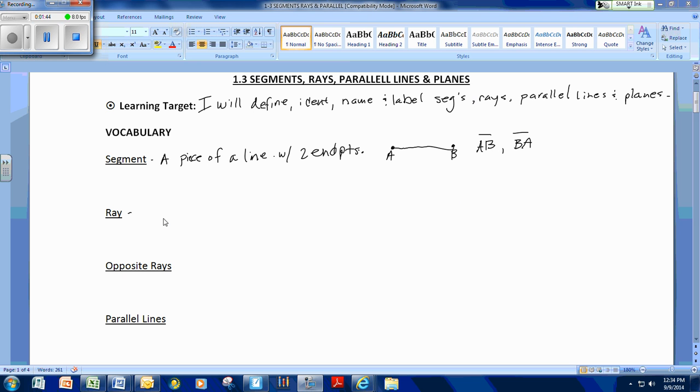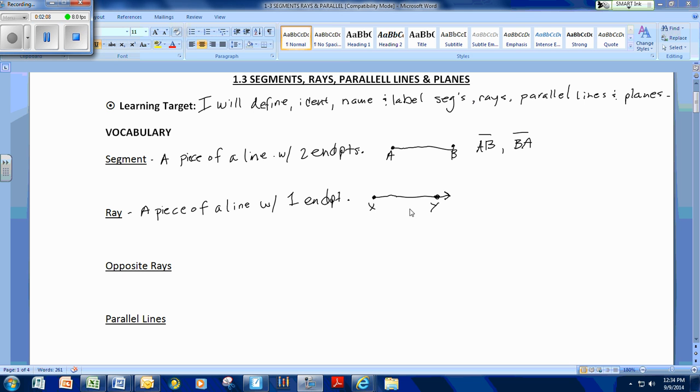Okay, a ray is a piece of a line with one endpoint. Okay, so it's going to have an endpoint, and then it's going to go in one direction forever. Okay, let's call this X and Y.